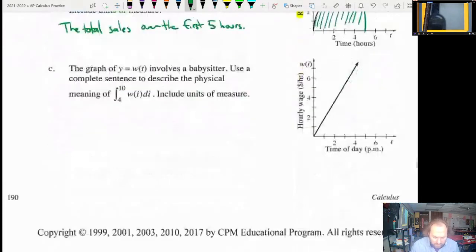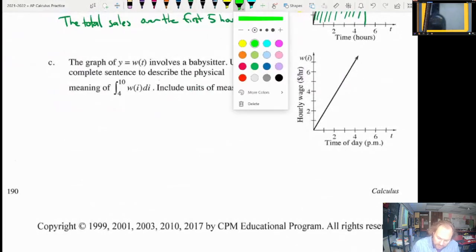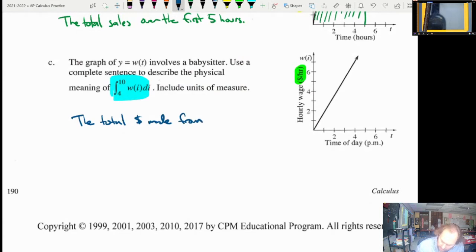Question C, the graph of W of t involves a babysitter. Again, I see a wage, hourly wage, dollars per hour. So when we do the integral, we're going to find the actual area under the curve, or the number of dollars that they've made. Here, we're looking for the amount of money, the integral from 4 to 10 of W of i di. i doesn't really matter so much, it's just the variable that we're choosing here. This is the total money made, I suppose this is the time of day, from 4 o'clock p.m. to 10 o'clock p.m.